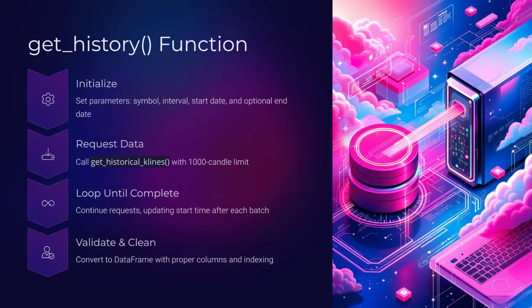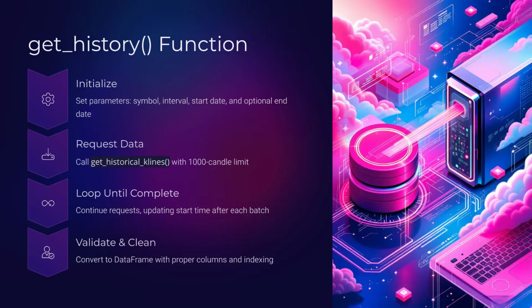GetHistoricalKlines returns a list of candles. If Binance returns an empty list, it means there is no more data, so we break out of the loop. If there are candles, we extend our all bars list by adding these new bars to the end. Then we update our start TS to the open time of the last candle we just received, plus 1 millisecond. This ensures that the next request starts right after the last candle, and we don't download overlapping data.